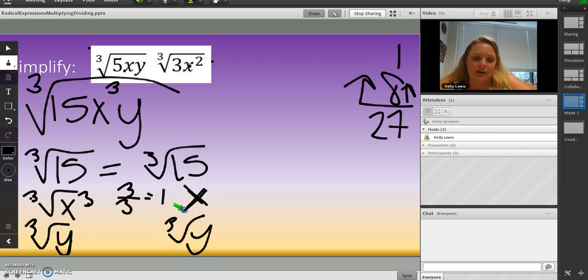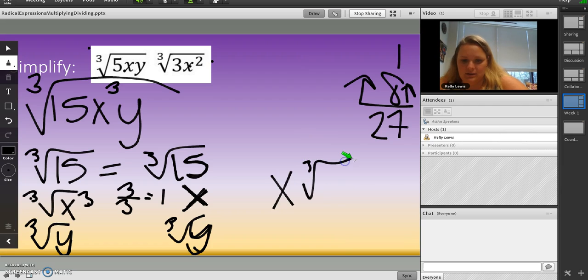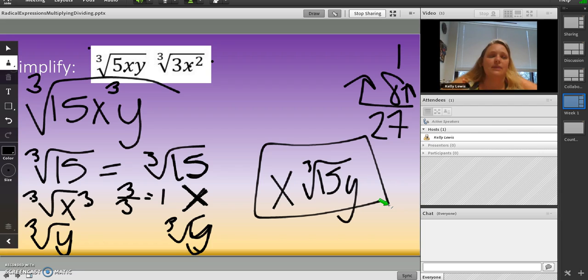So everything that's on the outside stays on the outside. Everything that's on the inside stays on the inside, 15y. So it's x times the cubed root of 15y.